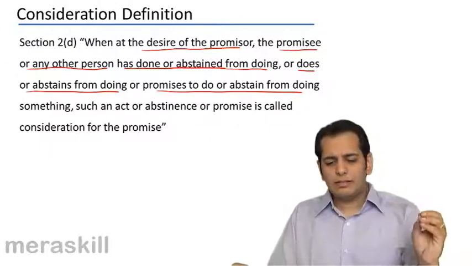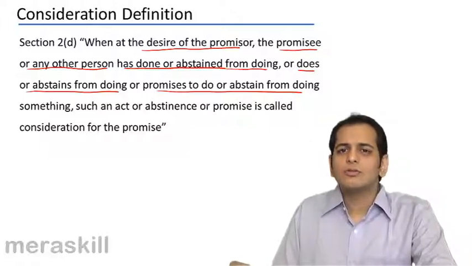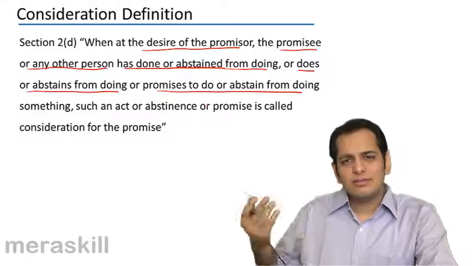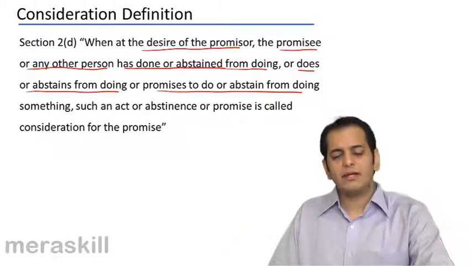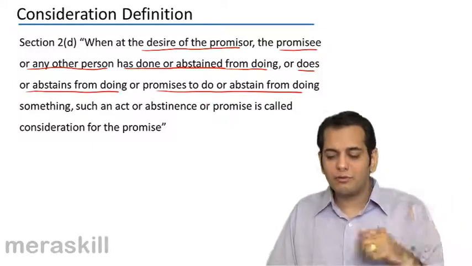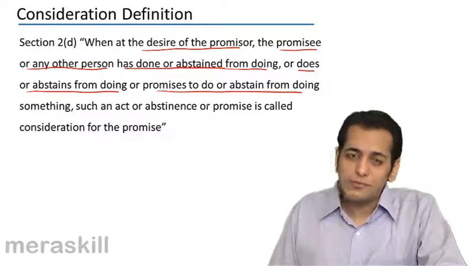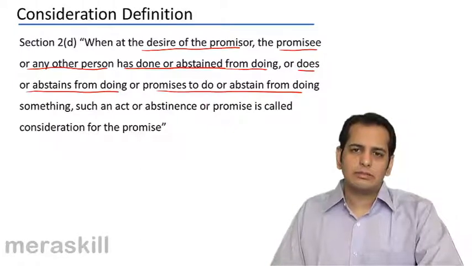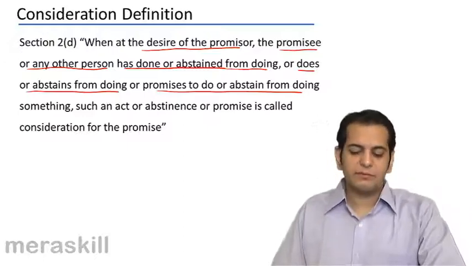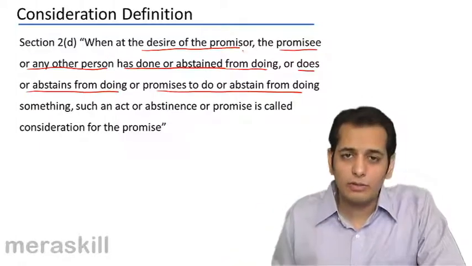Now, prima facie, at the first look, this definition looks very puzzling, because you can see that the sentences are repeating. When at the desire of the promiser, the promisee or any other person has done or abstained from doing, or does or abstains from doing, or promises to do or abstain from doing something. We are repeating it. But the meaning is very simple. Let's start from the beginning. When at the desire of the promiser.